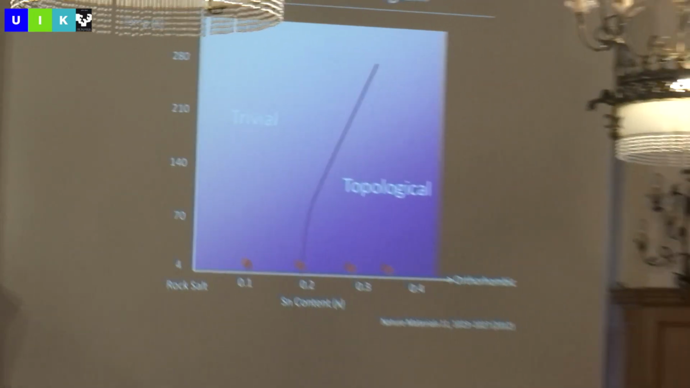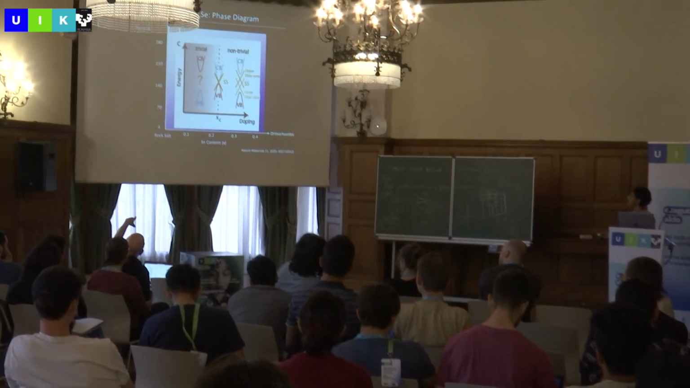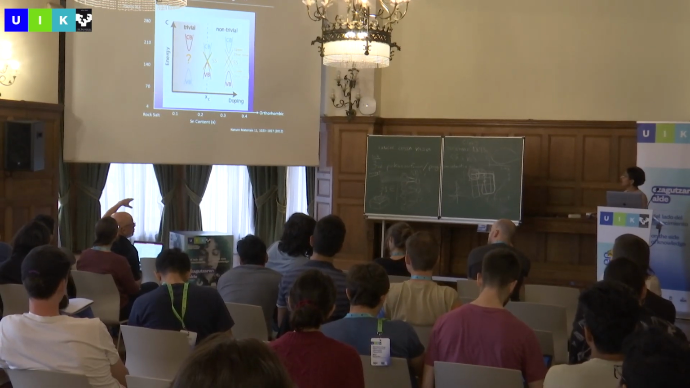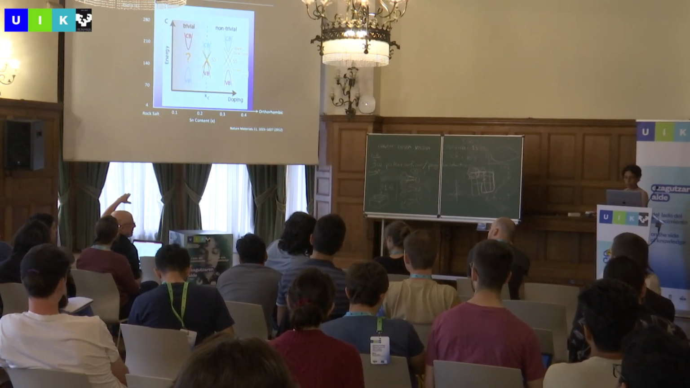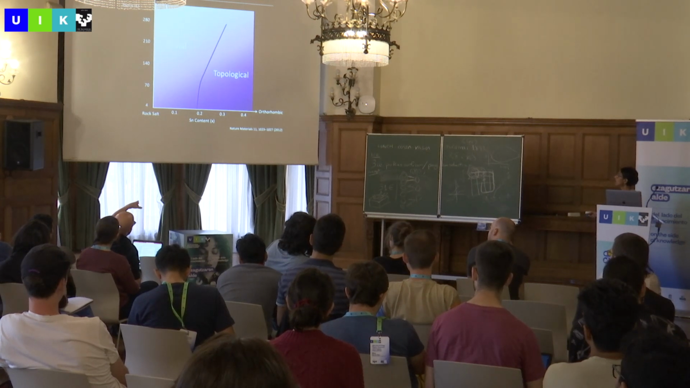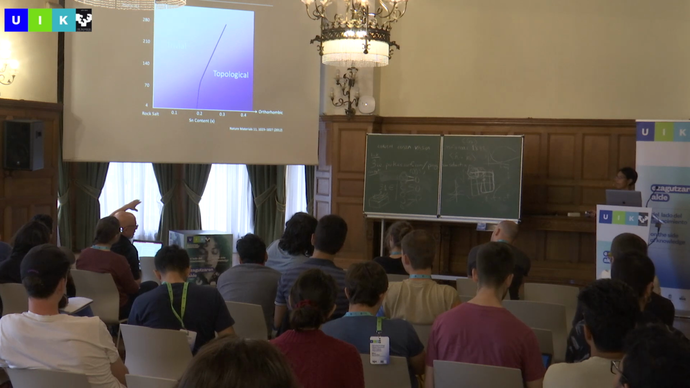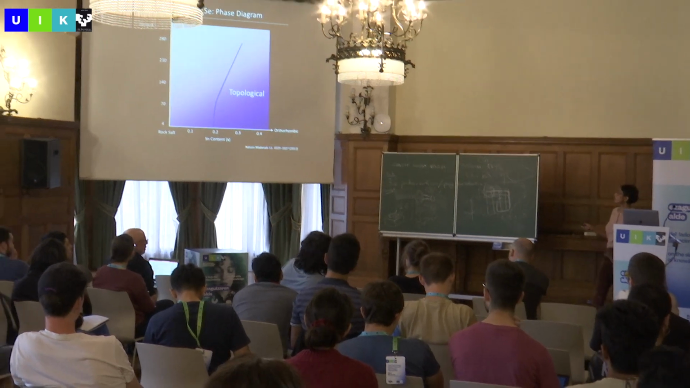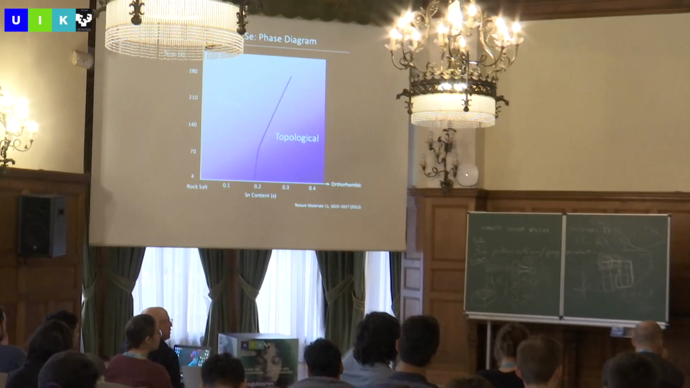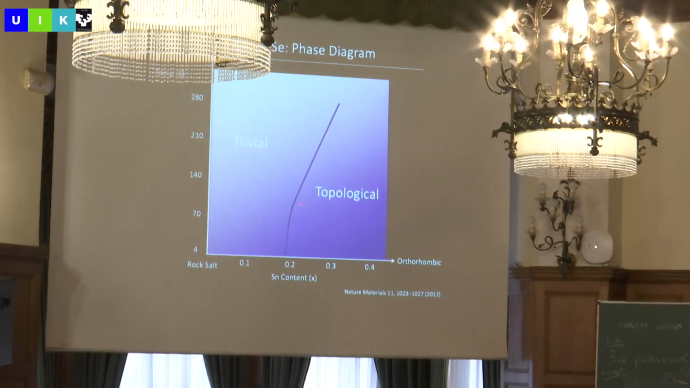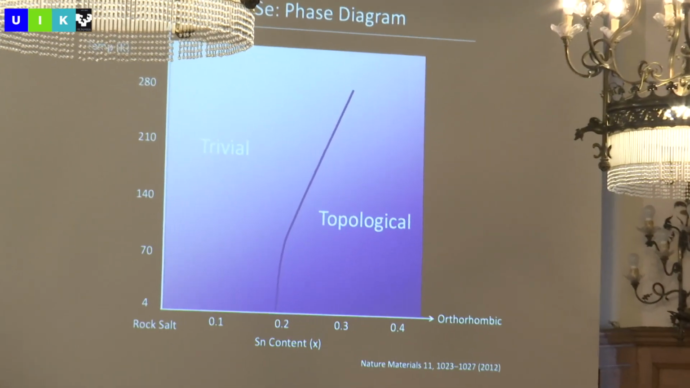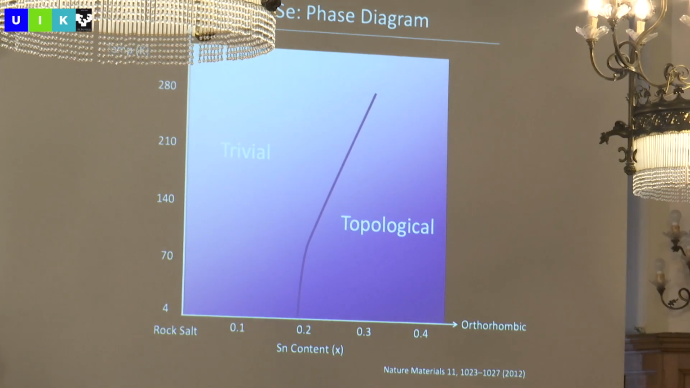What's this temperature axis? I'm not used to seeing temperature like 200 Kelvin. So how does the temperature affect the phase transition? Oh, so in these topological crystalline insulators, there is actually a topological to trivial phase transition as a function of temperature, as it turns out.